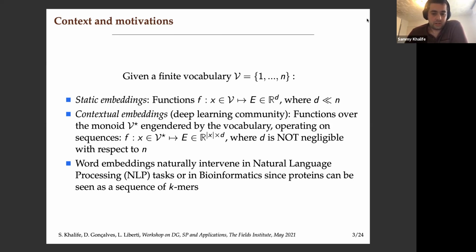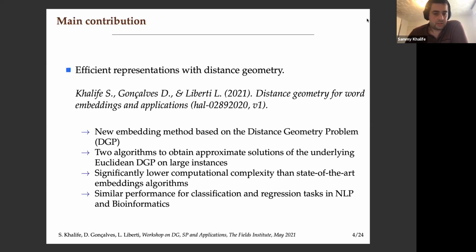These word embeddings naturally intervene, as I was saying, in natural language processing or bioinformatic tasks, since proteins can also be seen as a sequence of k-mers. So in this presentation, I will discuss some aspects of current work. First, new embedding methods based on distance geometry. I will present two algorithms which are, for the most part, very well known by the distance geometry community. But I will show that the complexity of these two algorithms is better than the state-of-the-art embedding algorithms. And finally, I will present experimental results for classification and regression tasks in NLP and bioinformatics.